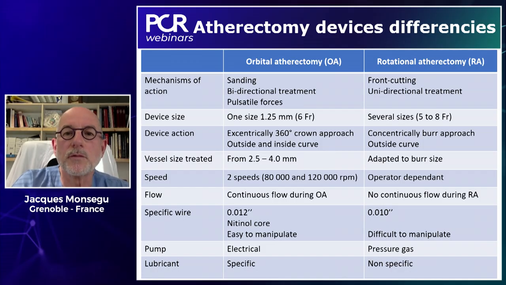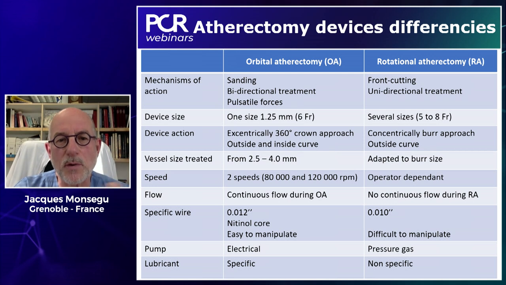Thank you, Javier, and thank you, Miroslav, for this first part. So there are great differences between atherectomy devices comparing orbital and rotational. You see, in terms of mechanisms of action, it's totally different. With orbital, we perform a sanding with a double action, with bidirectional treatment, anterograde and retrograde, and we have the second action with a pulsatile force which cracks the lesion. This is very important. We thought that with endovascular imaging, we see the fracture. Of course, with rotablation, we have an action just in front, cutting, and only unidirectional treatment. The second difference is the device size.